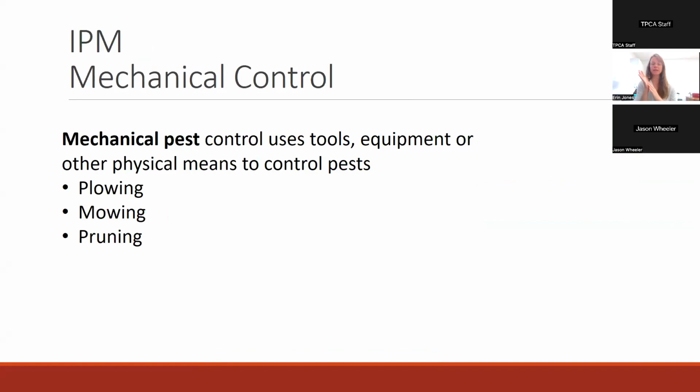We can also use mechanical control. So this can be plowing, mowing, or pruning. Sometimes this is actually just out picking the insects off and smashing them, which can be a way that we can see mechanical control.